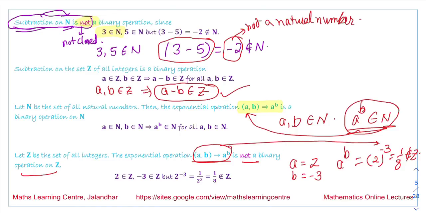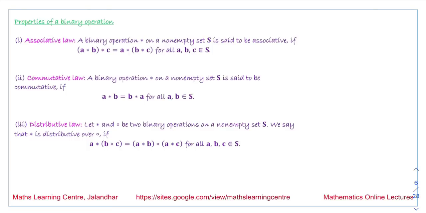Next, we have listed some properties of a binary operation. First is the associative law. We are given a non-empty set S, and a binary operation star is defined on it, and it is said to be associative if A star B star C is equal to A star B star C, that is, (A star B) star C equals A star (B star C).